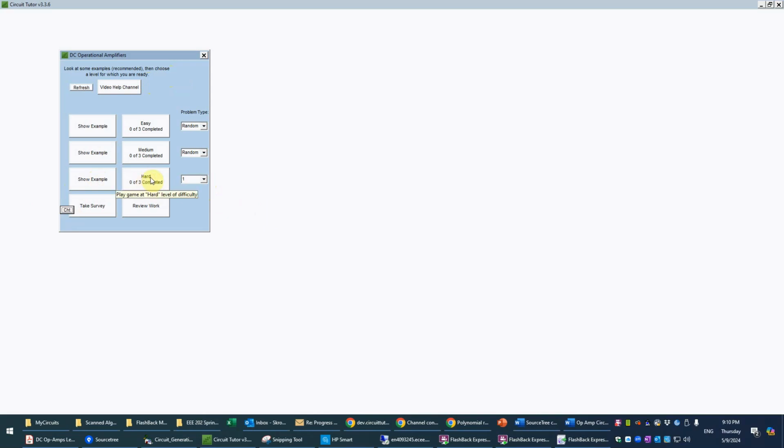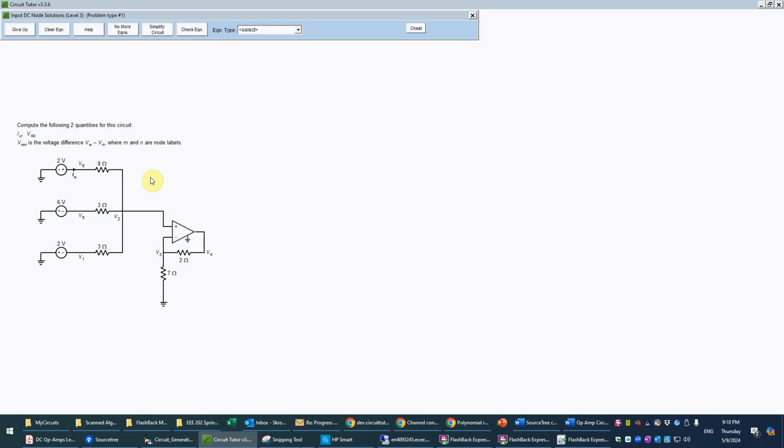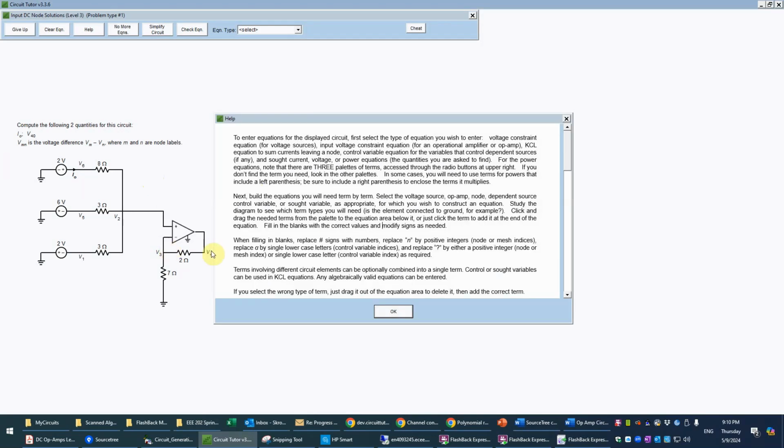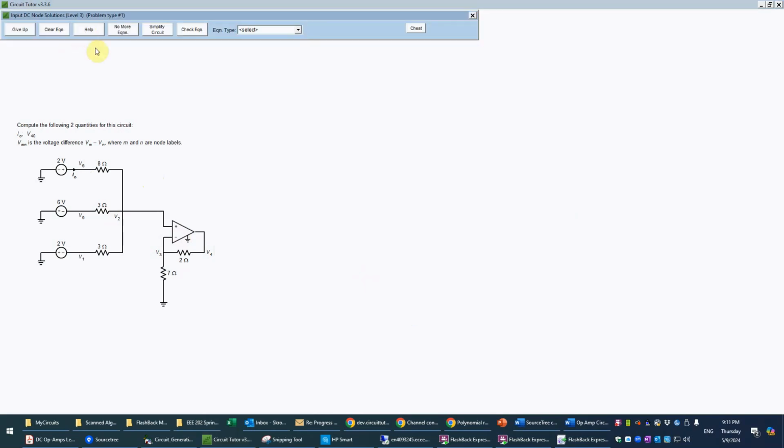Okay, so I'm going to go ahead and go straight into a problem here at level 3. Okay, so we have a problem here with one op amp. And we have the instructions also, just the general instructions, which you can always access from the help button up here if you need those. We see that there are actually 3 different inputs here.